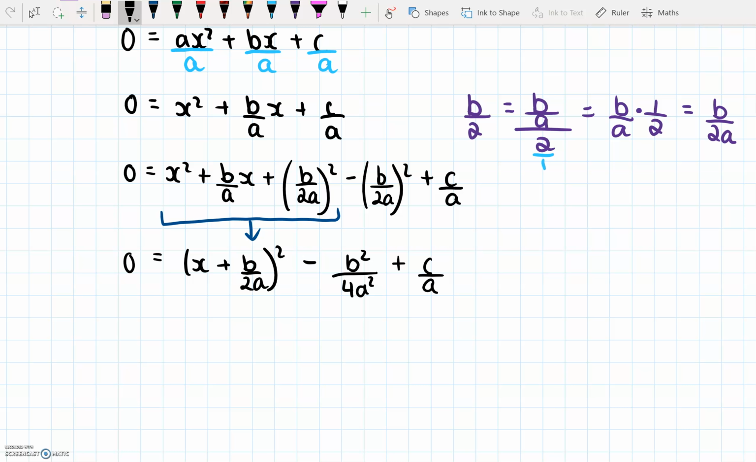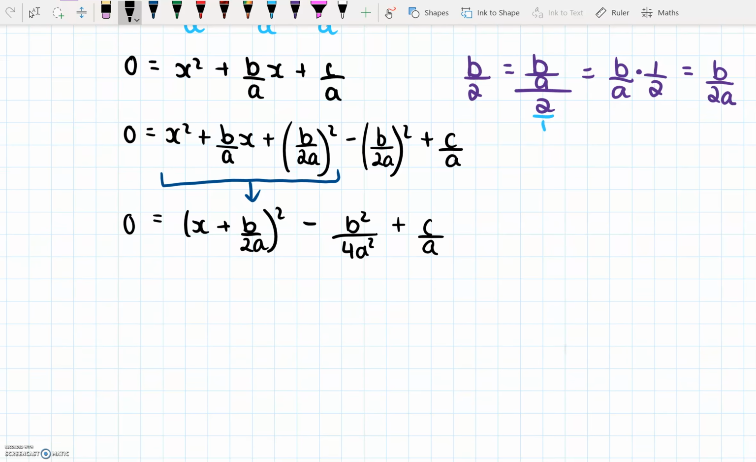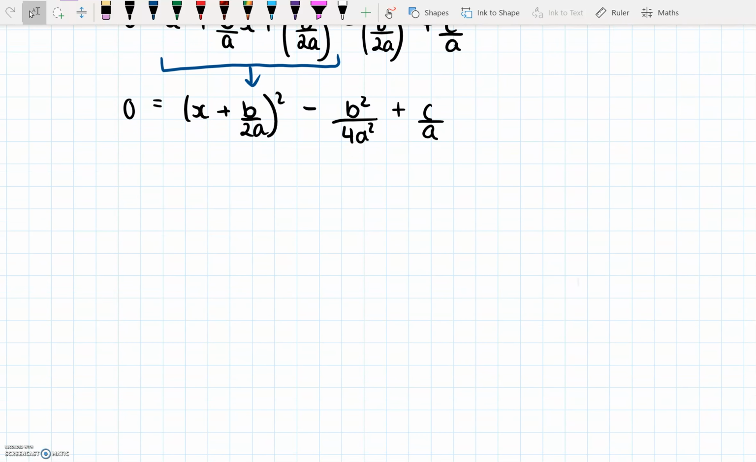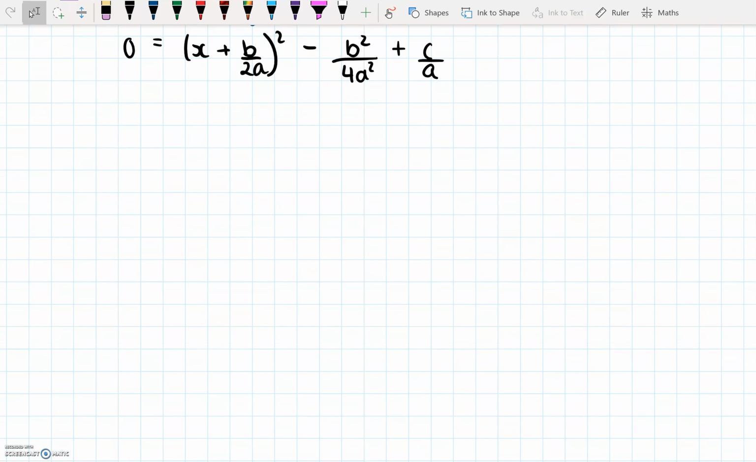All right, so we're on track now. We're getting closer with completing the square, but we now need to do some cleaning up. Okay, so we've done the important part now, but we need to clean this up because we want to turn it into a formula that we can use.